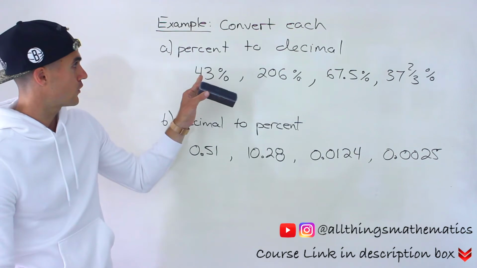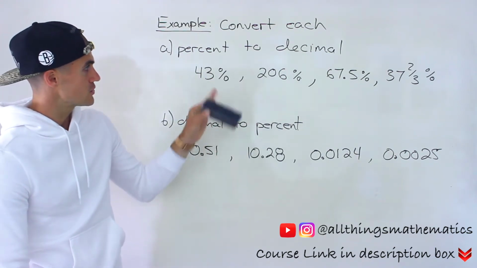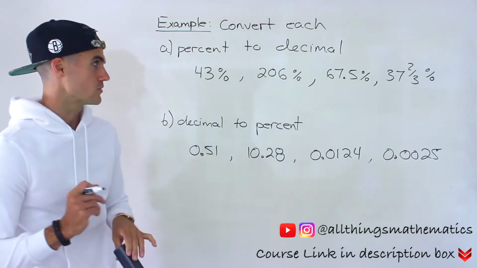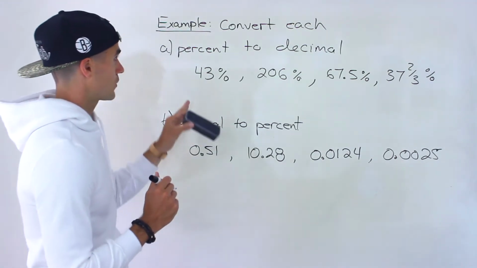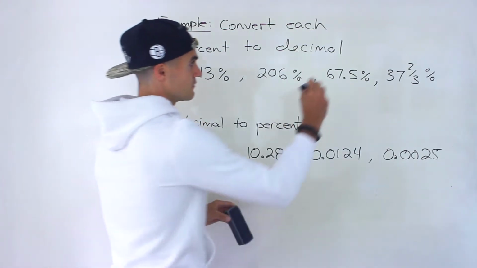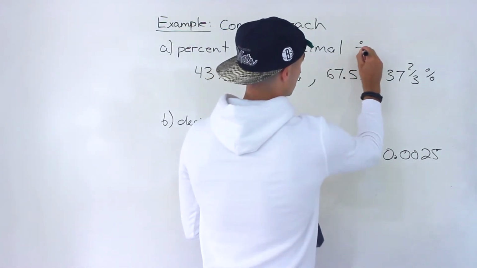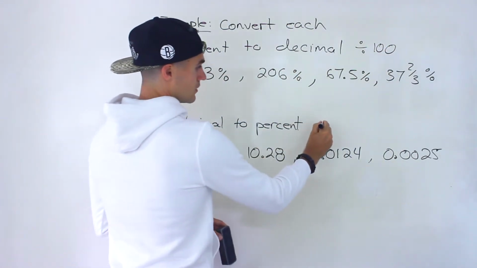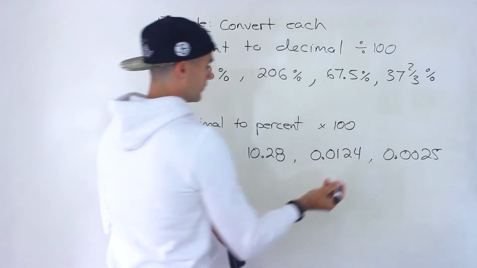We have to convert each of these percentages here to a decimal, and then we got to take these decimals here and convert them to a percentage. So when we're converting a percent to a decimal, what do we have to do with it? Well, we have to divide it by 100. And then when we're converting a decimal to a percent, we got to multiply it by 100.